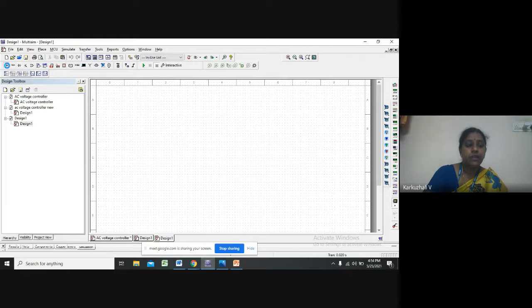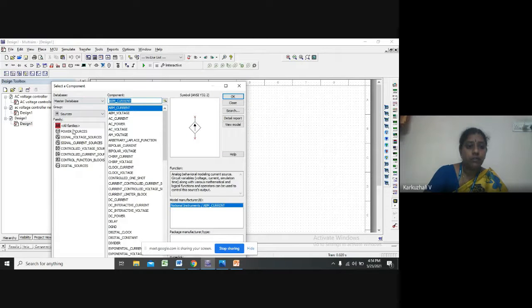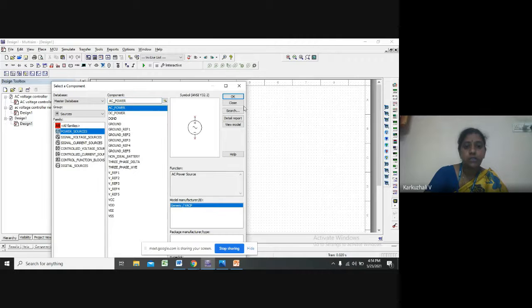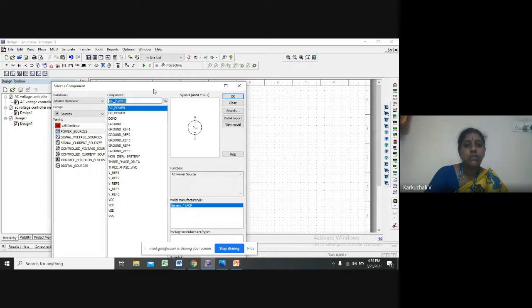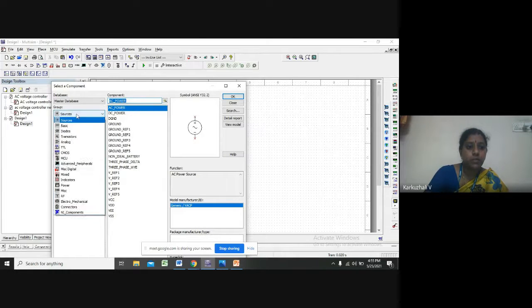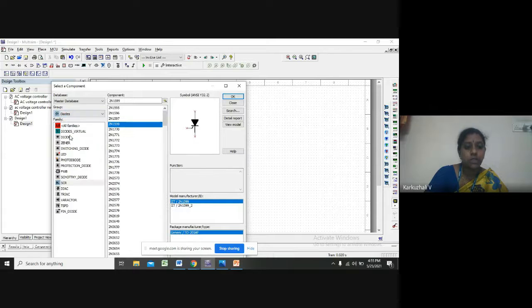So I'll click that, and from there power sources, AC power. So AC power is there. So I'll press the AC power and place the component. Next we require two SCRs. So, power source, diodes. So I'll go for diode.